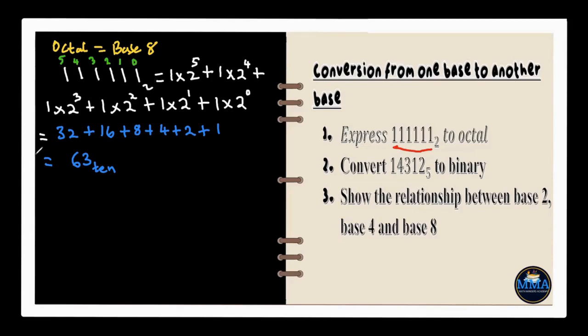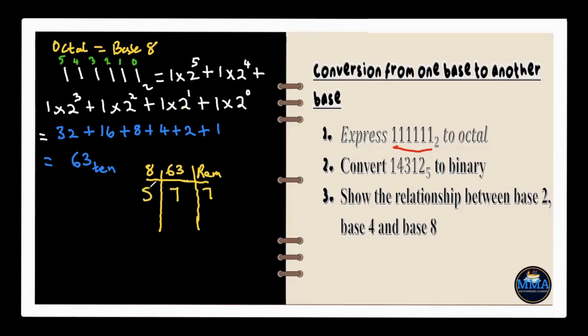But remember, our question requires that we convert to base 8, that is, convert to octal. So what we are going to do now is divide this 63 by 8. Here we are going to have our remainder. If we divide 63 by 8, we have 7, that's 56. So the remainder is 7, because 56 plus 7 is 63.